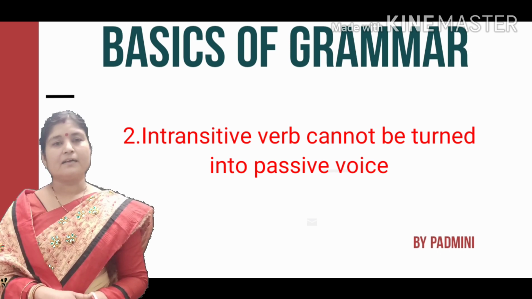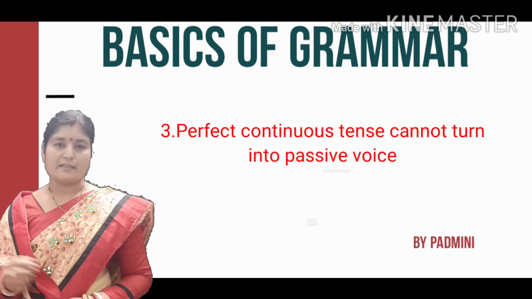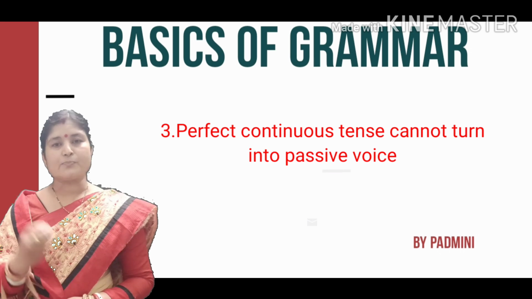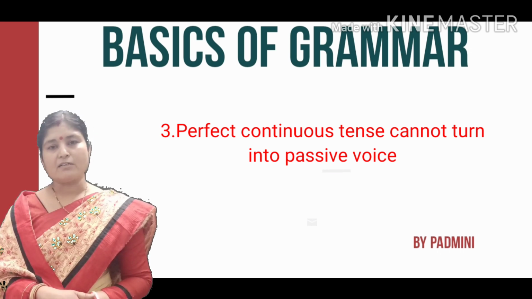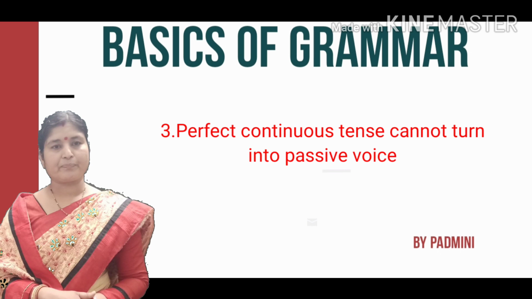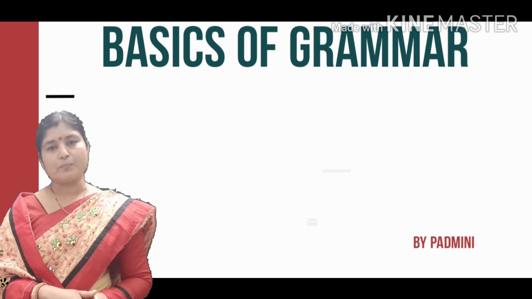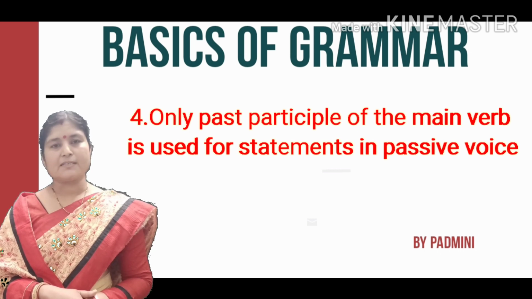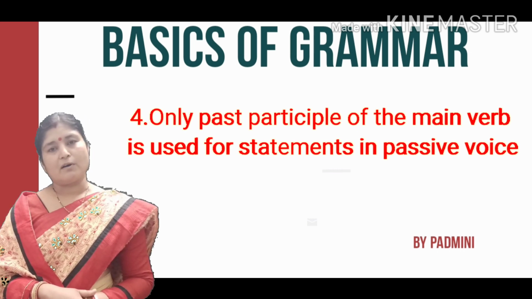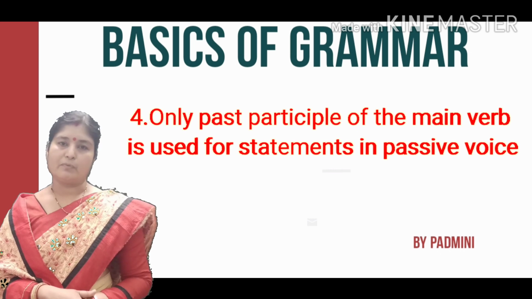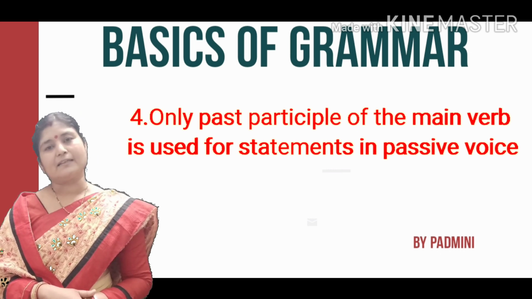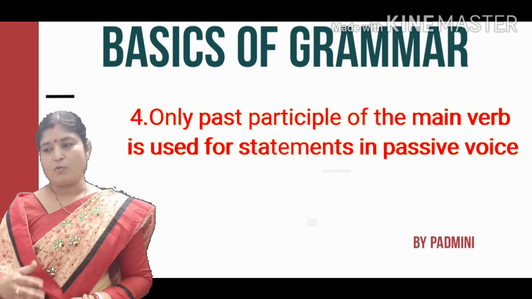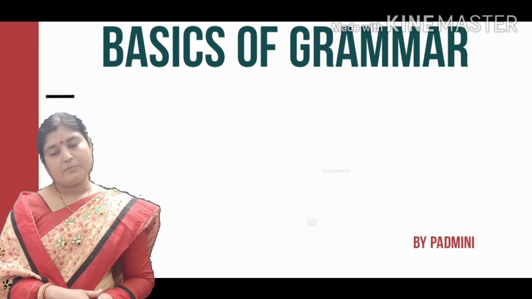The third thing, perfect continuous tenses, like present perfect continuous tense and past perfect continuous tense, we cannot transform into passive. And the fourth, the most important thing: always in passive voice, the verb form is the past participle form, or which we can say the third form of the verb. So let us see how we will change from active to passive voice.